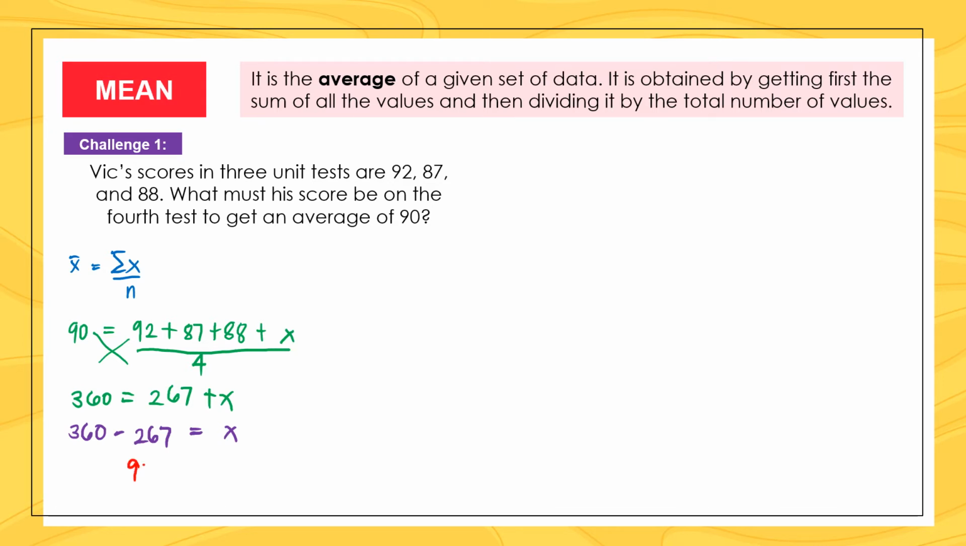So this is already the 4th, or Vic's, score for him to get an average of 90. Okay, so again, Vic needs to have a score of 93 in his 4th unit test for him to have the average of 90. Did you answer that correctly? If yes, very good. Now let's have your second challenging question.